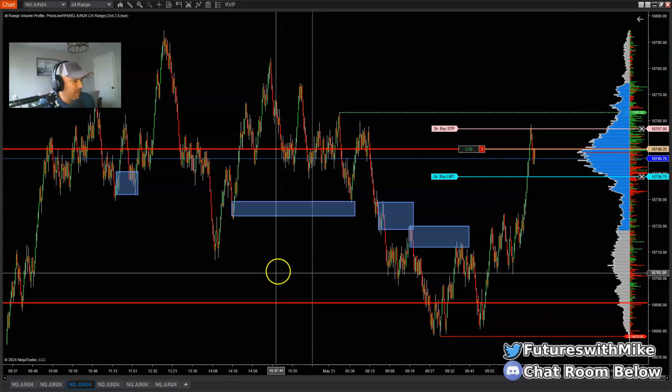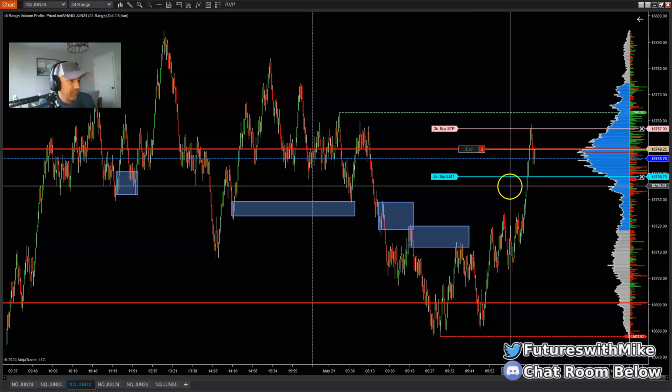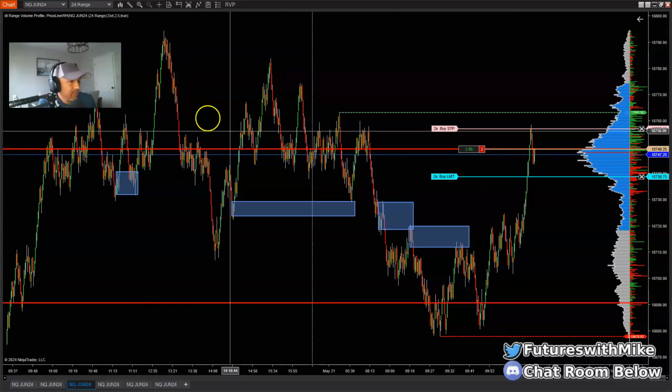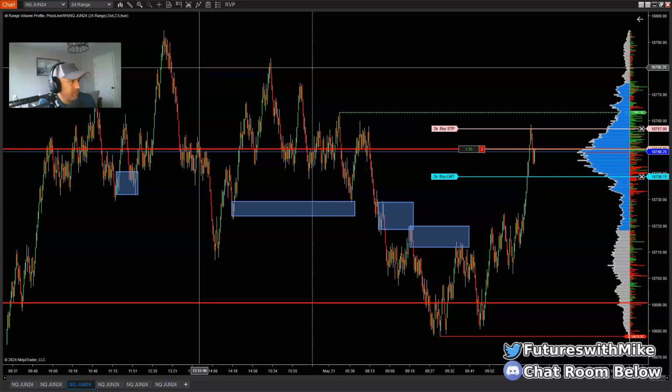And this is off my 24 range. I'm actually taking this trade off of the 24 range. So I didn't scale down to the 12 range, but I'm looking forward to possibly run a little lower here. Come on.